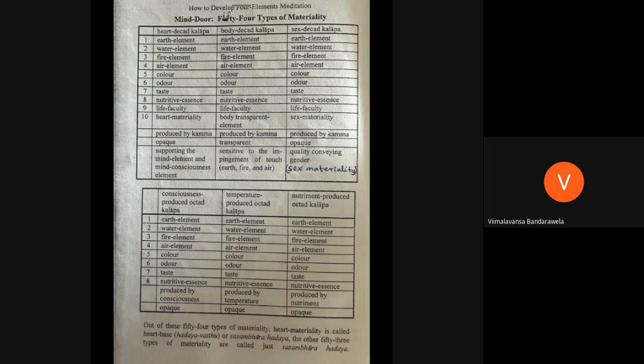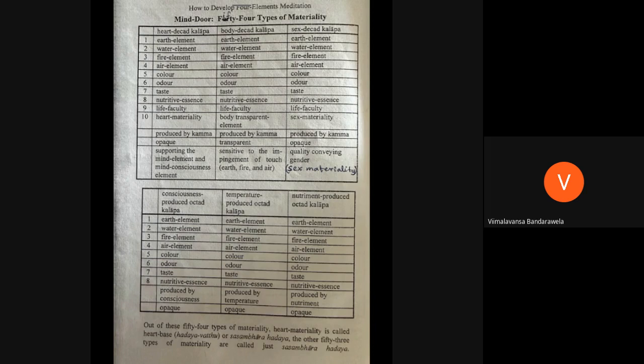You have earth element, water element, fire element, air element, and the color, odor, flavor, and nutritive essence and the life faculty. Nowhere else over them. In the heart materiality only does the mind rest. Keep it in mind. Because these Hadaya Dasaka Kalapa are uncountable around your mind. So therefore, the mind depends on the heart materiality of the Hadaya Dasaka Kalapa. And others are very common.